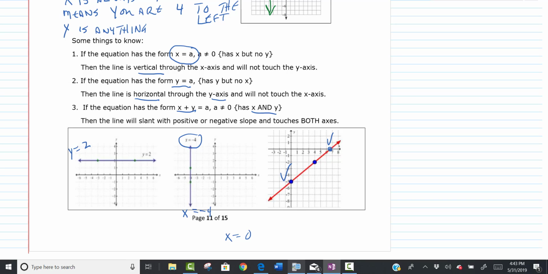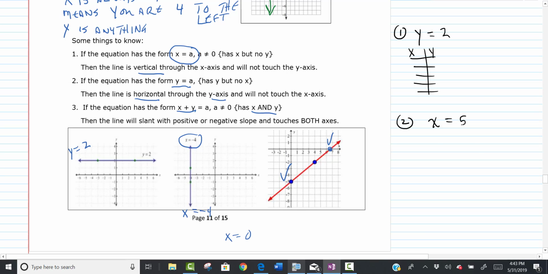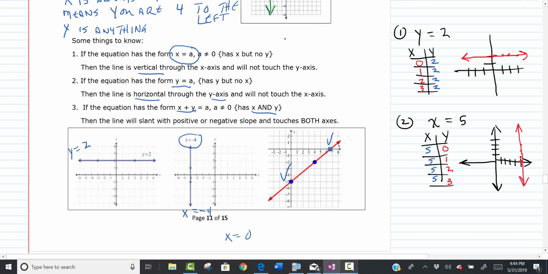One thing that is probably worth doing, just on a piece of scratch paper, is these two problems real quick. Fill in a table of values and then graph y equals 2. Then fill in a table of values for x equals 5, and sketch a graph. I'll give you a few minutes to do that. It's easy while it's fresh in your mind, but you have to have a method to remember this stuff.